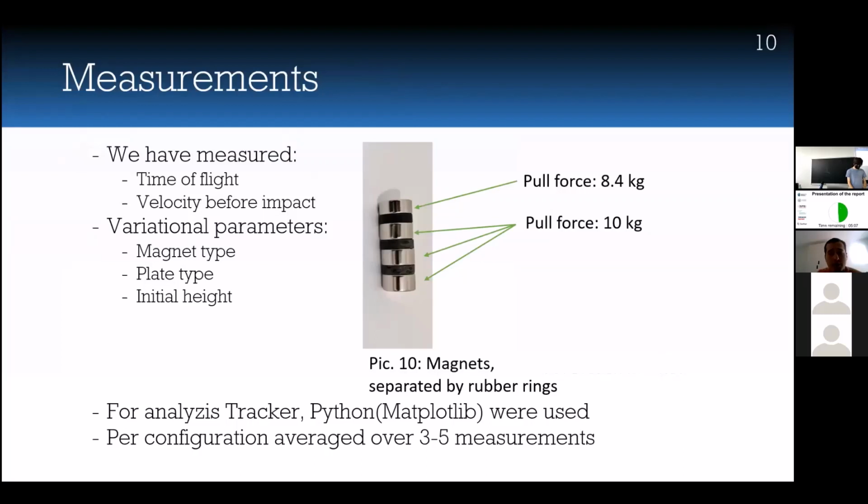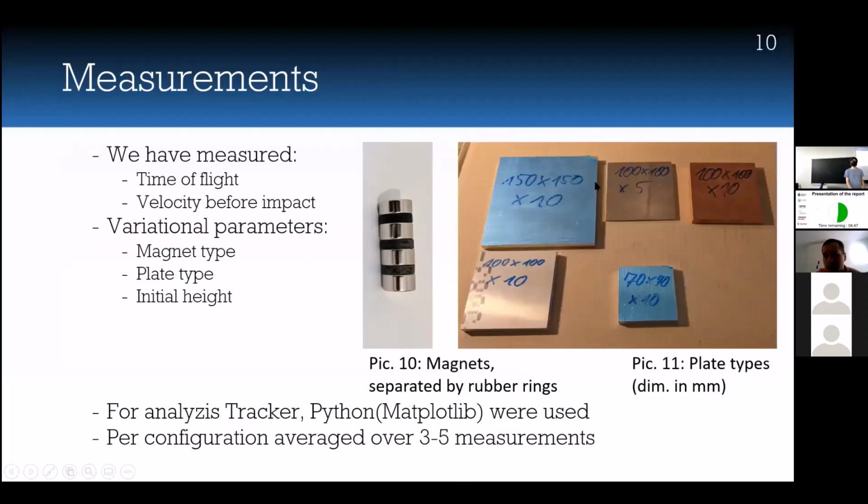So concerning the measurements that I've done, I've measured time of flight and then impact velocity. And I varied the following parameters. So first of all, it was magnet type. As you can see, there are different magnets with different pull forces, as well as plate types, as you can see here on the right. So it's different plate material, as well as different thickness and width, and also the initial height. Yeah, so for analysis, I used Tracker to analyze frames and then plotted using Python. And I also did more than one measurement per each setup to avoid errors.